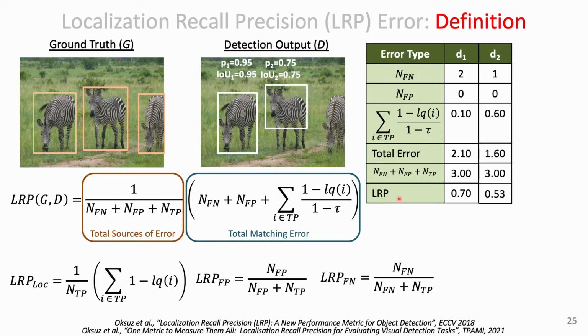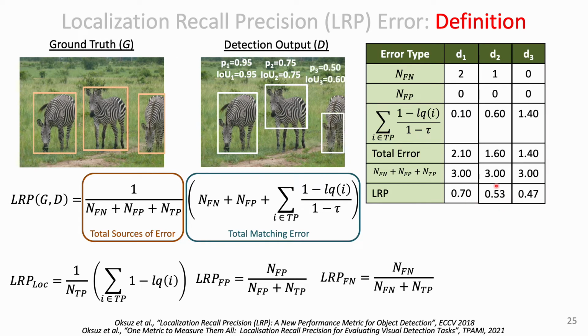We can lower the threshold and obtain a second object detected. Then the number of false negatives is reduced. We can calculate the number of false positives, the other quantities as well, and we can easily calculate the LRP error. We can lower the threshold even further, obtain a third box, third object. We easily see that the LRP value is reducing with the addition of each object.